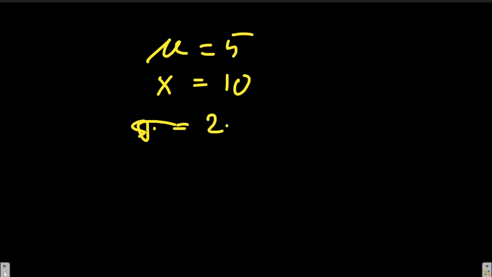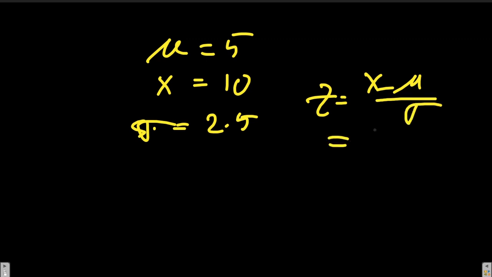So I have chosen this number conveniently so that I don't have to use any calculator or any Z table. Now if I get a Z, x minus mu by sigma would give me 10 minus 5 by 2.5, which is equal to 2, right? My Z is equal to 2. So if my Z is 2, how much area would this X be covering?